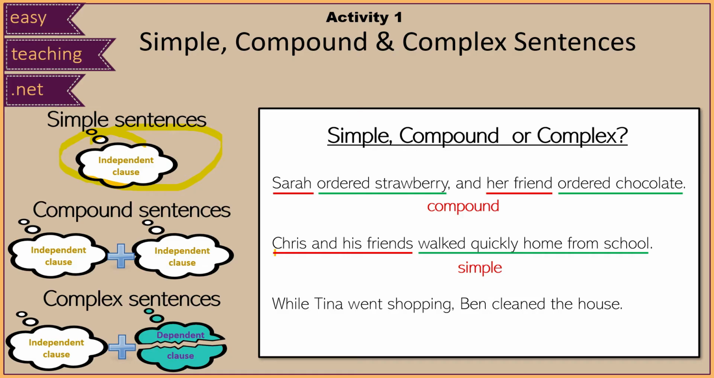The third sentence. While Tina went shopping, Ben cleaned the house. I can see that this clause here is independent. It's a completed thought. Ben cleaned the house. This clause, however, is not a completed thought. While Tina went shopping. It doesn't make sense on its own. It is a dependent clause. The subordinating conjunction joining the two clauses is while. Because this sentence has an independent and a dependent clause, it is a complex sentence.